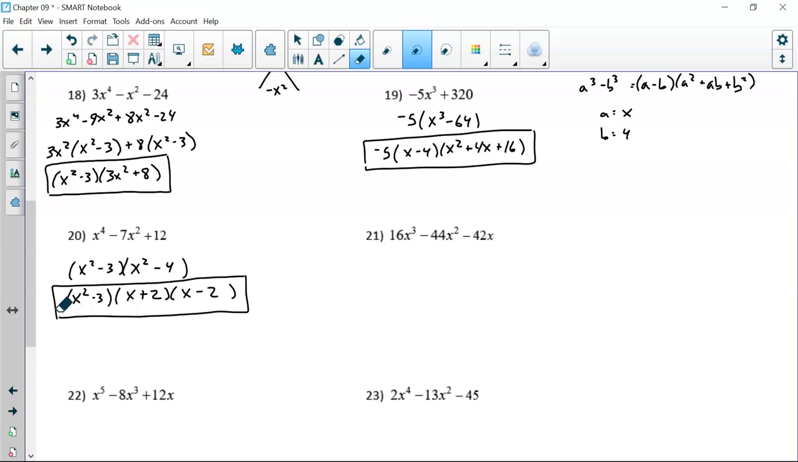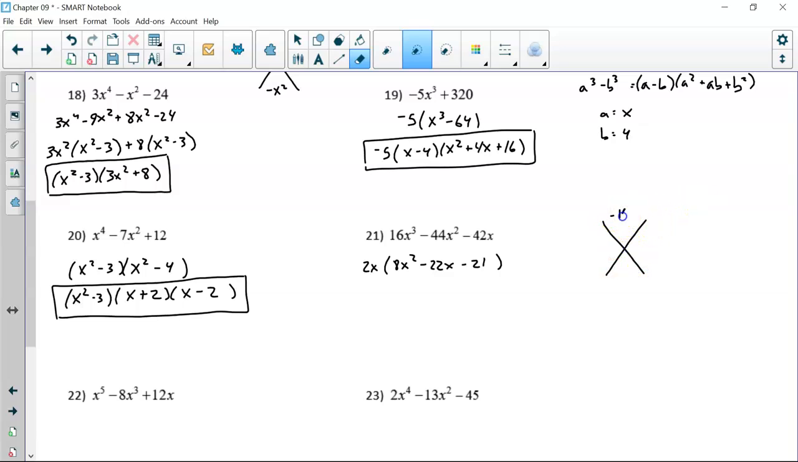Number 21, look for that greatest common factor first. Biggest number that goes into all of them is a 2x. When I divide each term by 2x, I get 8x squared minus 22x minus 21. And now we can factor it as normal.